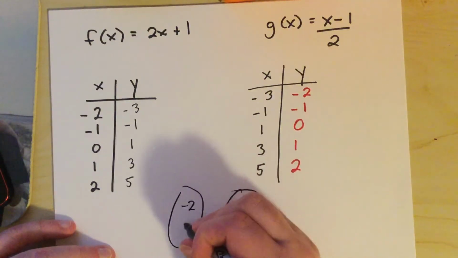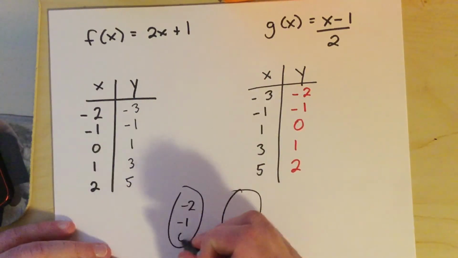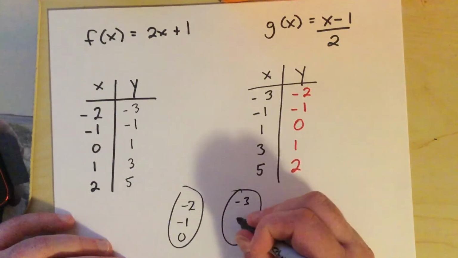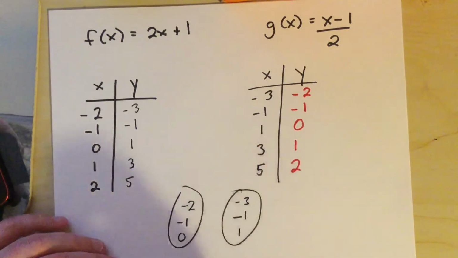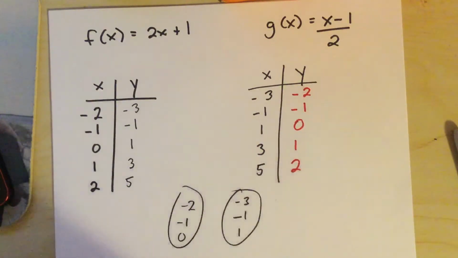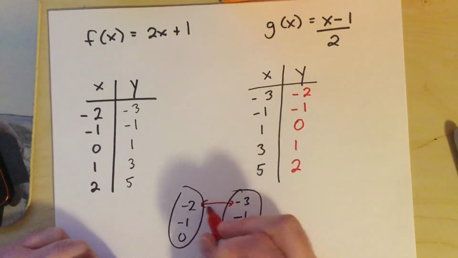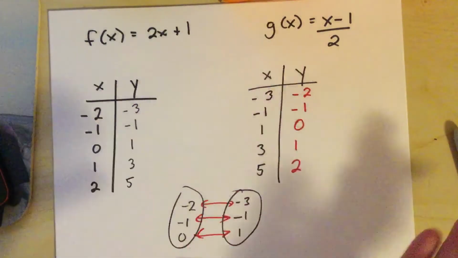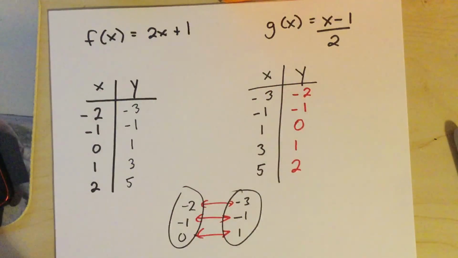let's say we started off with minus 2. Minus 2 becomes minus 3. That becomes minus 1. 0 becomes 1. And one maps to the other. So one function brings you one way, one brings you the other way.